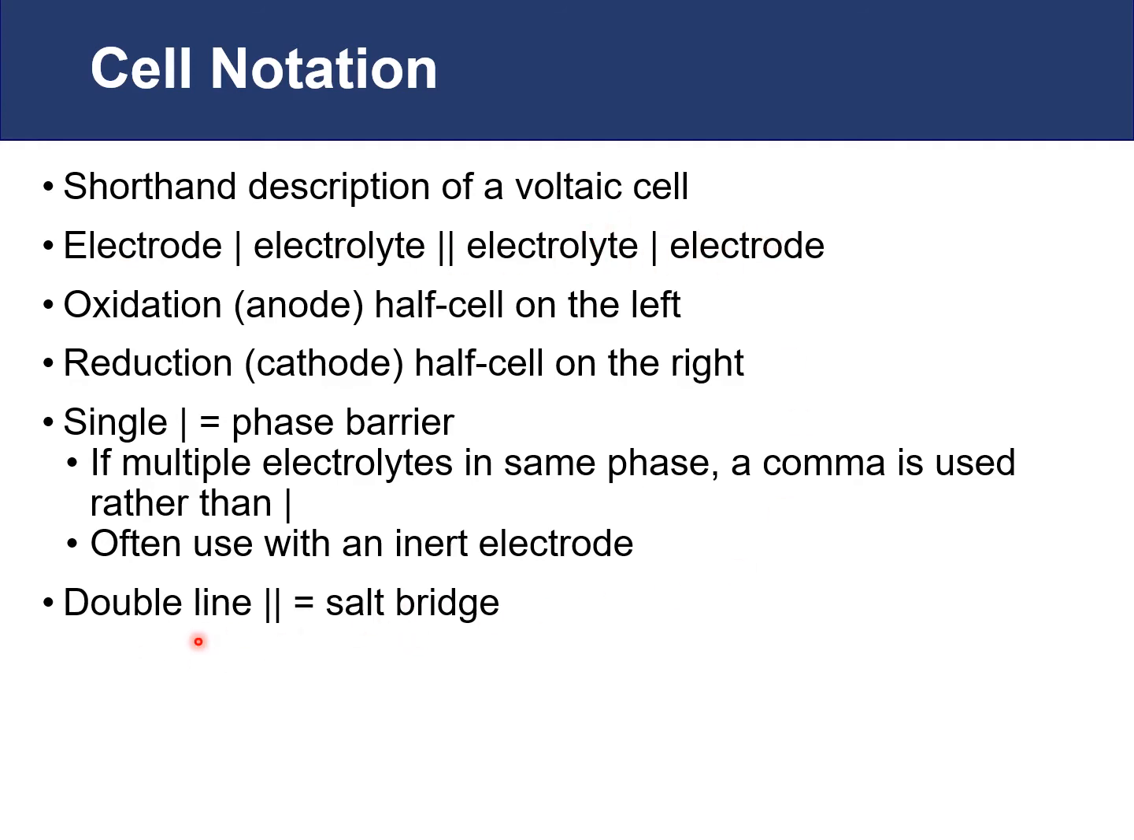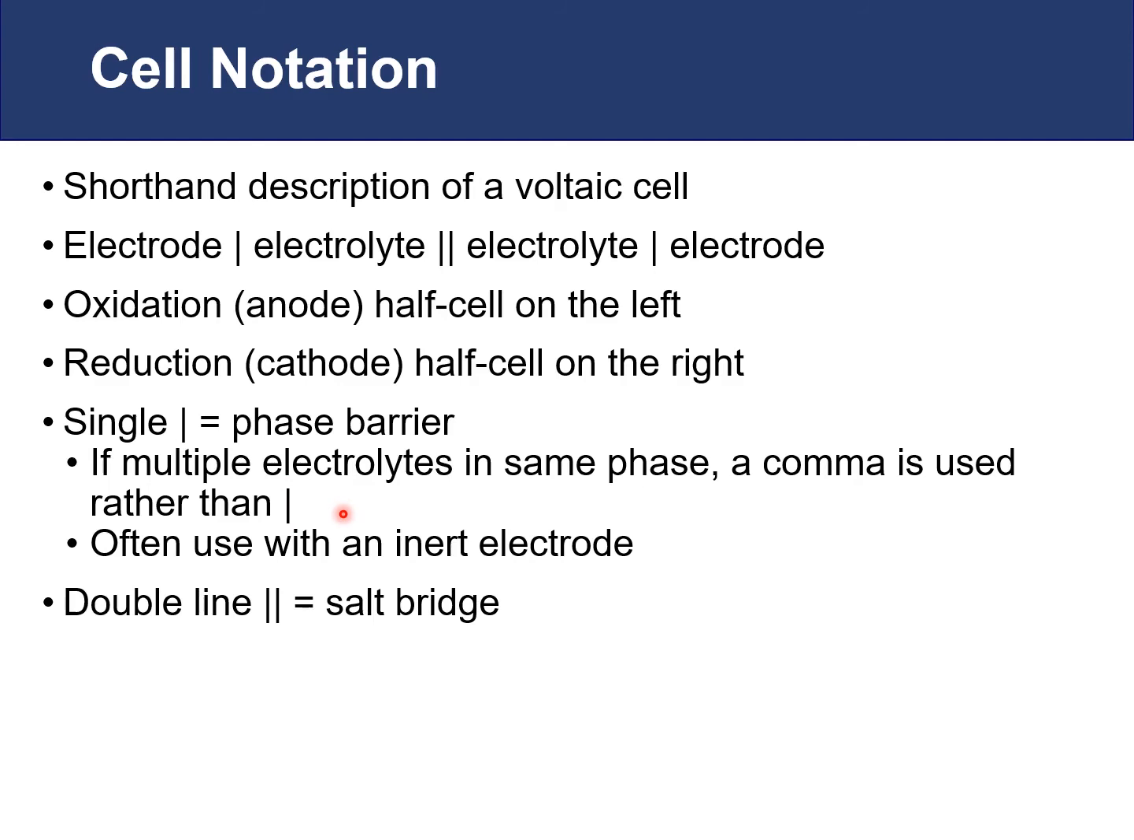The salt bridge, which divides the two, will be in between. And then you'll have a vertical bar to designate any phase change in your systems. Now, you can also have multiple different electrolytes in the same phase. So, for example, if the chemical reaction is going from one oxidation number to another, but both maintain being in an aqueous solution, you would designate the difference between the two different components with a comma, which will be used rather than a vertical bar.